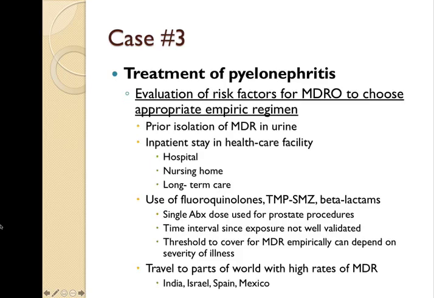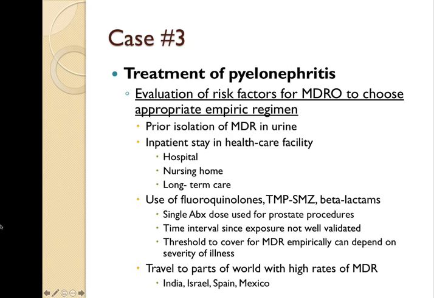So yes, as we discussed, the next step would be to evaluate that particular patient for the risk factors for MDR to choose the appropriate antibiotic regimen. The four most important risk factors that we should keep in mind: number one is a prior isolation of MDR in the urine, and a lot of times we can actually check that just by going to the prior culture data.